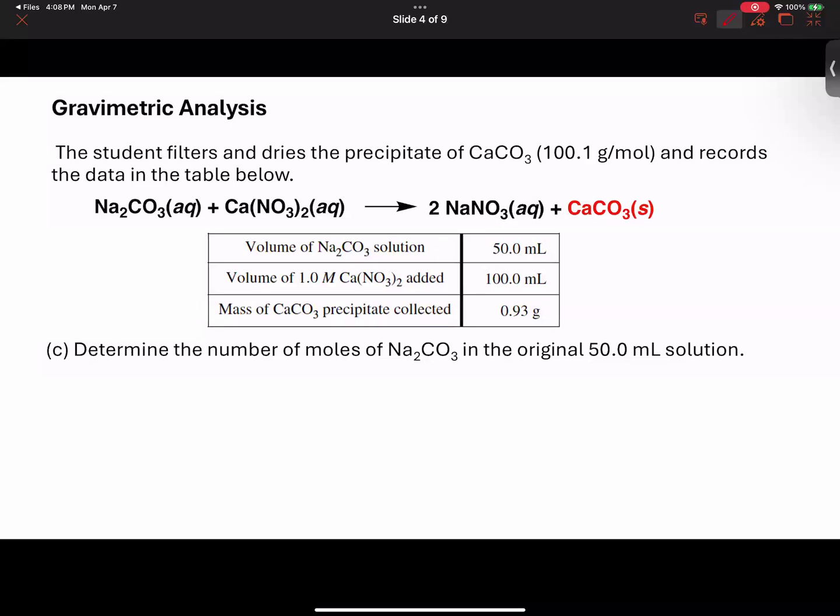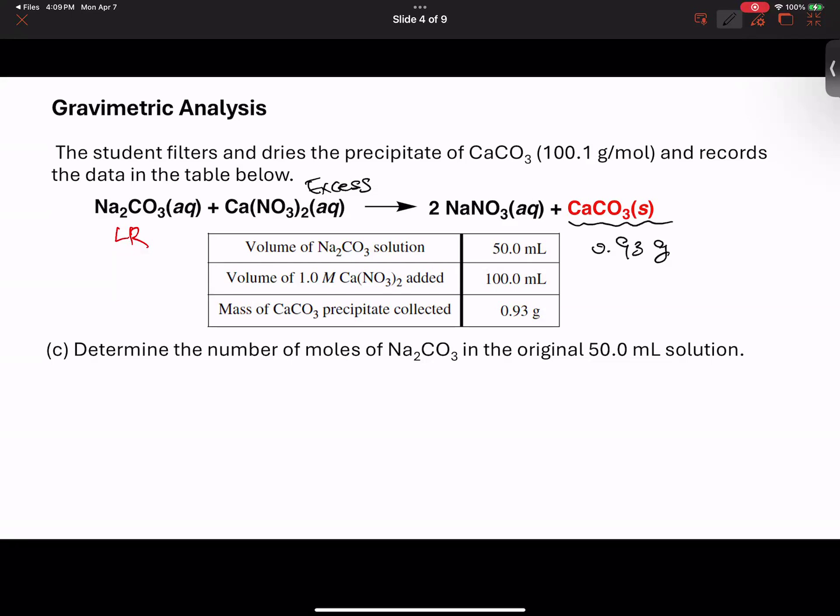In this case, the initial volume of Na2CO3 solution is 50 mL, the volume of 1 molar calcium nitrate solution added is 100 mL, and the mass of calcium carbonate precipitate collected after drying in the oven is 0.93 grams. Determine the number of moles of sodium carbonate in the original 50 mL solution. We don't have any other clue. Sodium carbonate is the limiting reactant, and calcium nitrate is in excess, so we cannot use calcium nitrate to find sodium carbonate. Instead, from the product, 0.93 grams of calcium carbonate, we go backward, assuming 100% yield, to determine the moles of sodium carbonate in the original 50 mL solution.